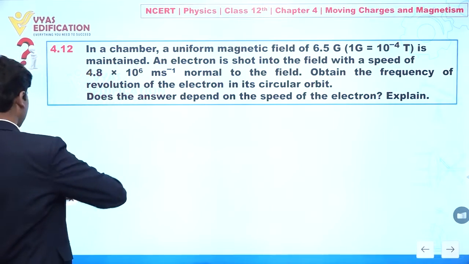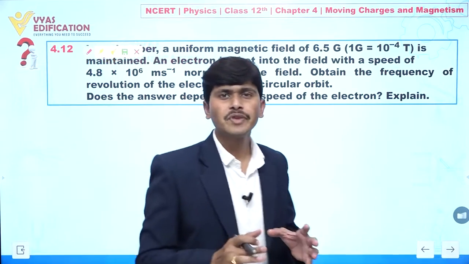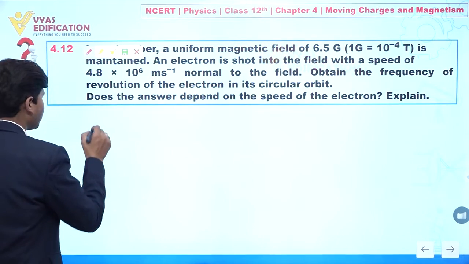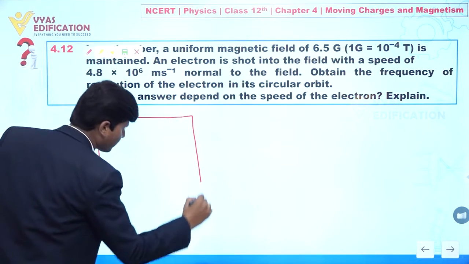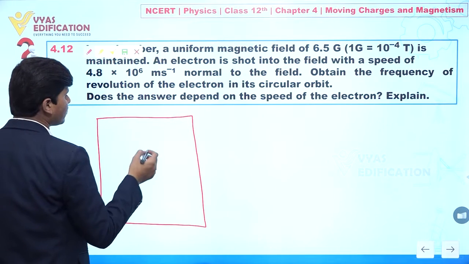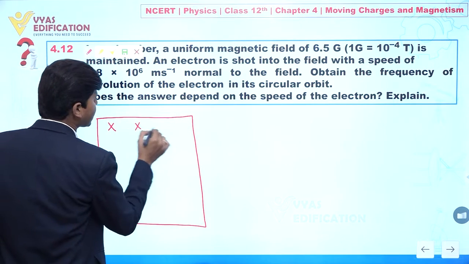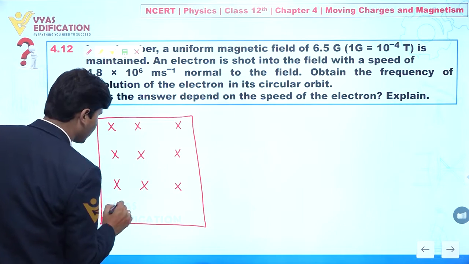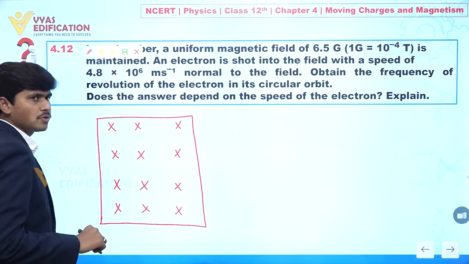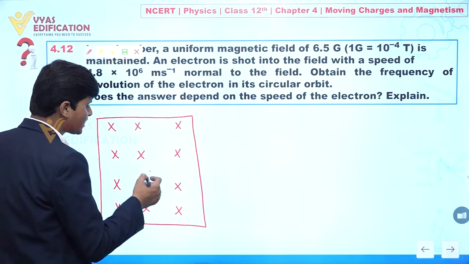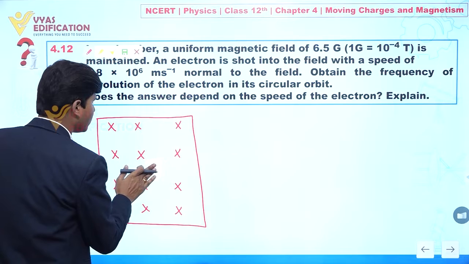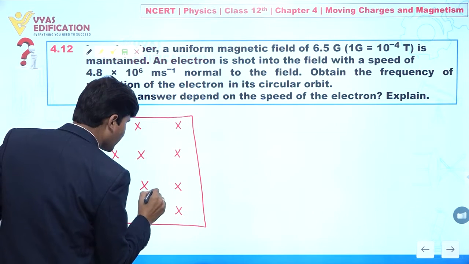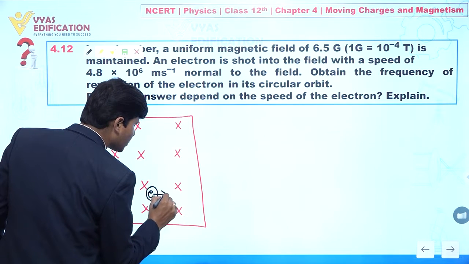So actually this is just the given situation: we have a chamber and inside the chamber we have a uniform magnetic field. Let's suppose this is the chamber, and in this chamber we have a uniform magnetic field, perpendicular inward. Now let's suppose an electron enters from any side, let's suppose at the center, or at any position.